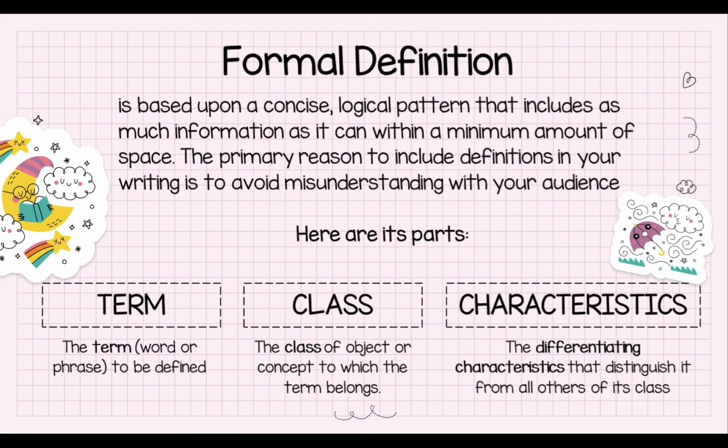So this time, I will be discussing about the different ways on how you can write a definition. The first one is formal definition. It is based upon a concise, logical pattern that includes as much information as it can within a minimum amount of space. What does that mean? In a single sentence, you can actually provide a formal definition. This idea came from Aristotle, so it is used even before over times. So this formal definition is a sentence that contains these three parts.